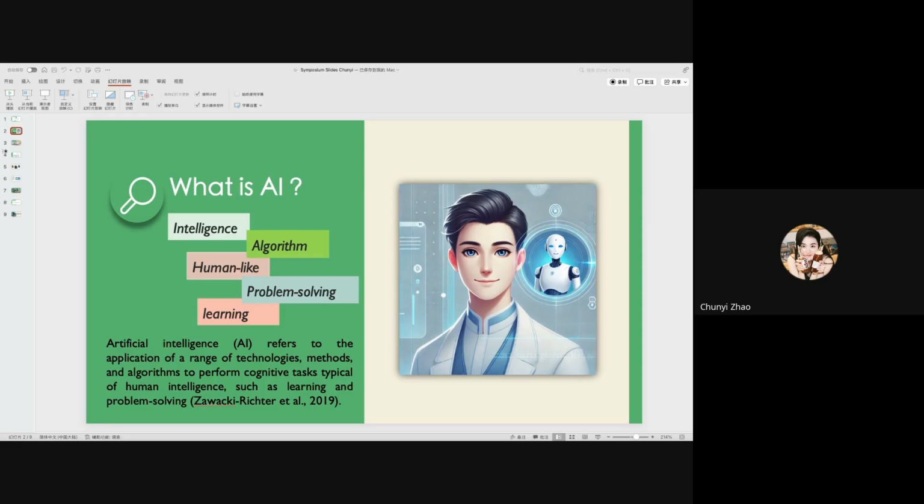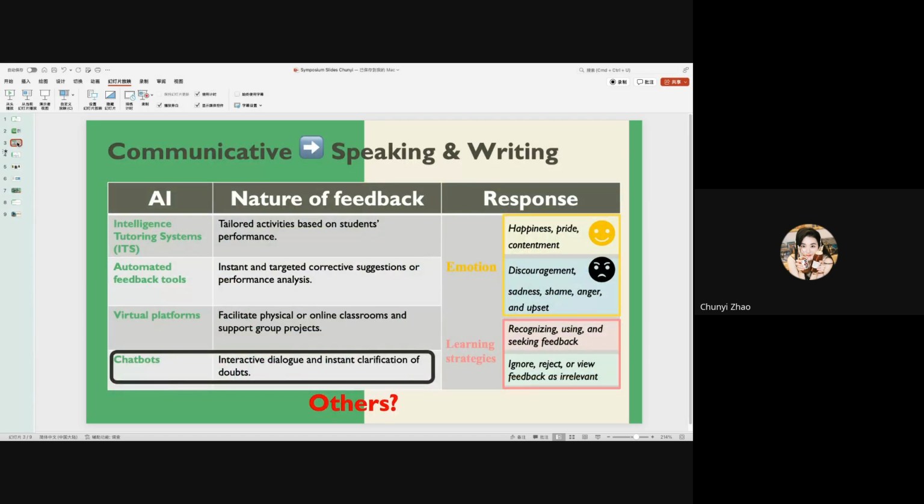Different people. So AI can communicate with us in oral language and writing text. So today, I want to focus on these two aspects, speaking and writing, which is the important part of language learning. And I searched a lot of articles about AI, and I roughly categorize them into four different categories.